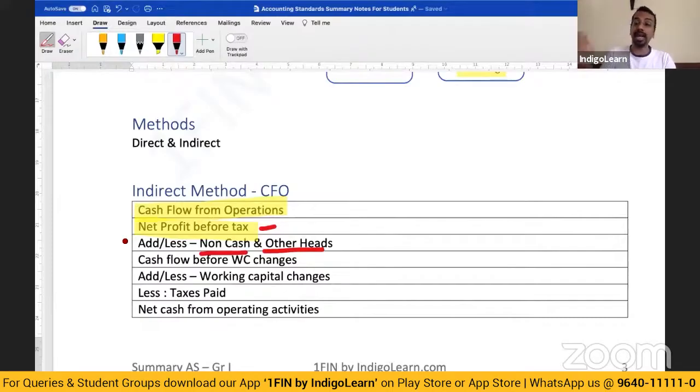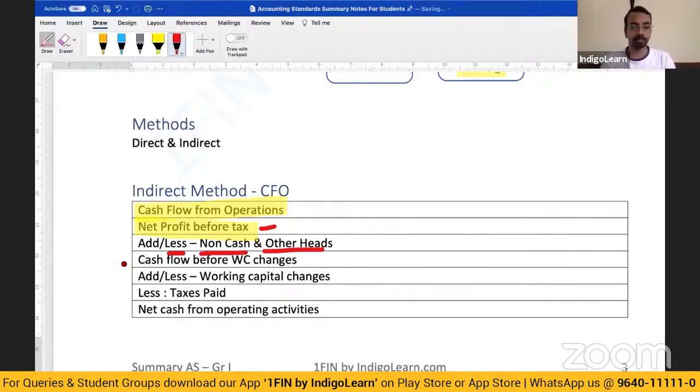And if there are any items of income which should have been a part of other heads, for example, you have received interest and that is a part of investing activities, you will reduce. So please note, you will add back the expenses and non-cash items, and you will reduce the incomes which belong to other heads. That is one aspect.